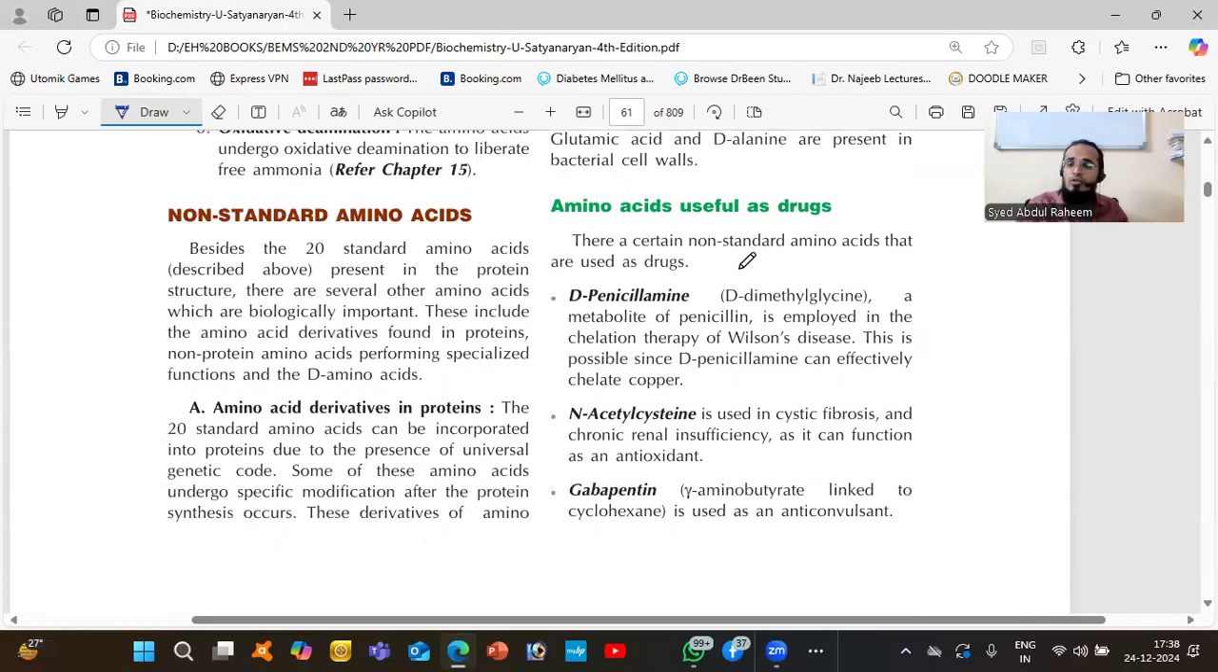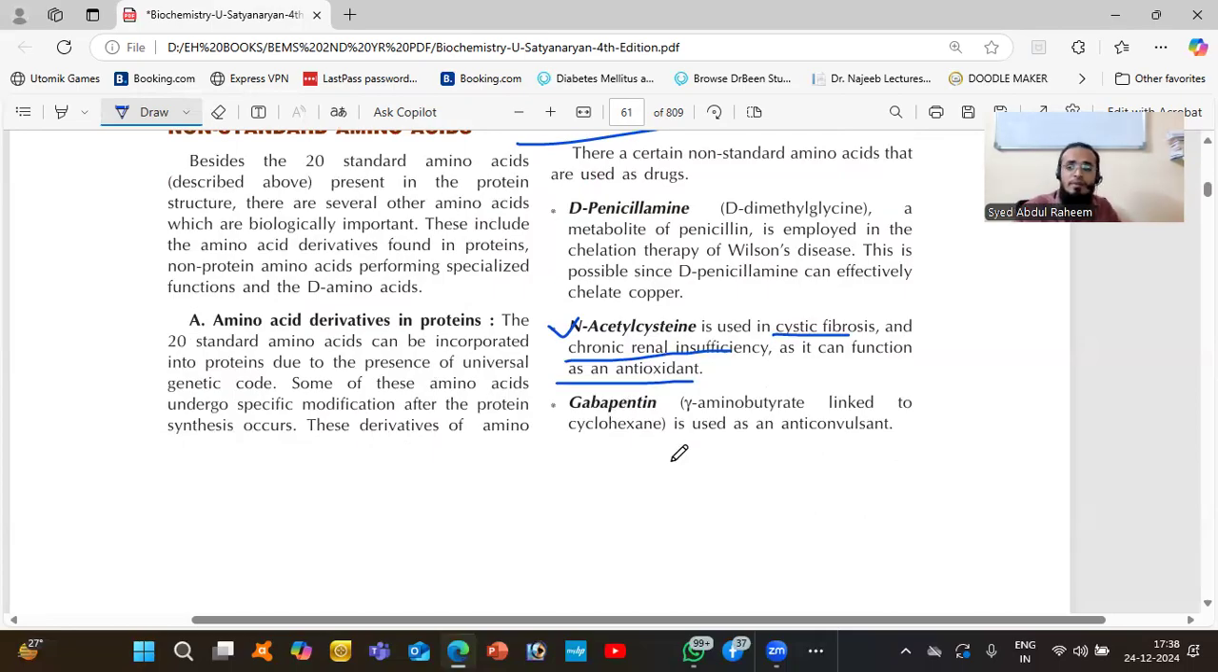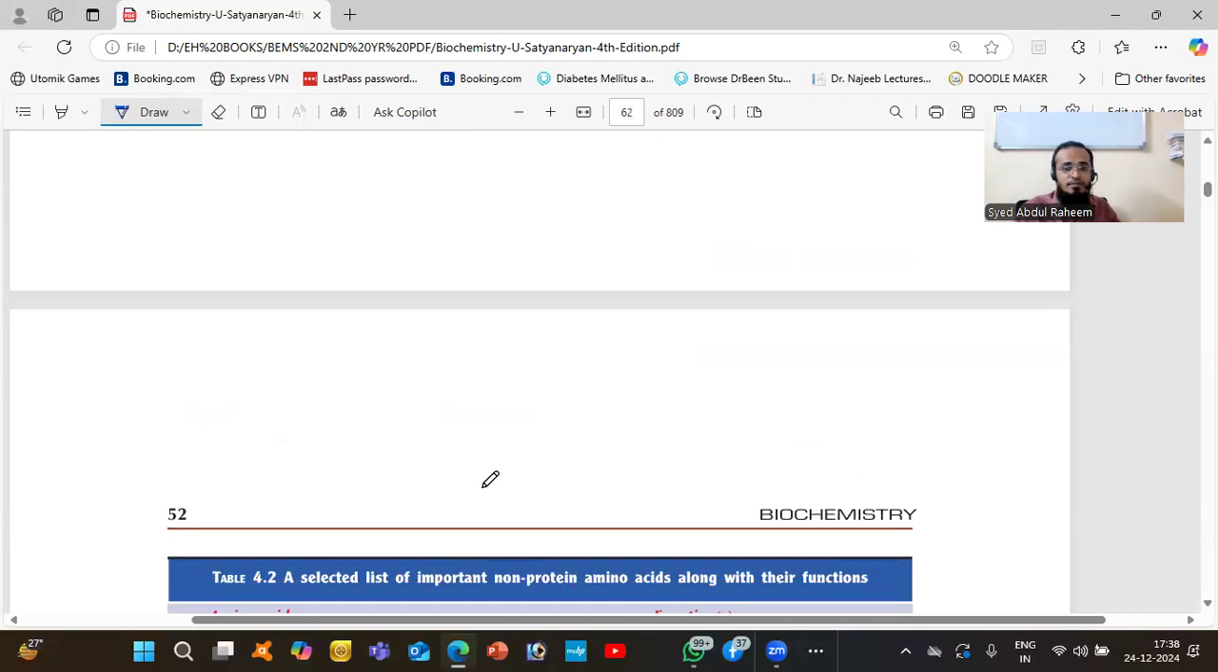Amino acids are also useful in drugs and medicines. Like one drug we will study, acetylcysteine, derived from cysteine. It is used in cystic fibrosis and chronic renal insufficiency, and it can function as an antioxidant. Gabapentin is also used in nerve diseases as an anticonvulsant.